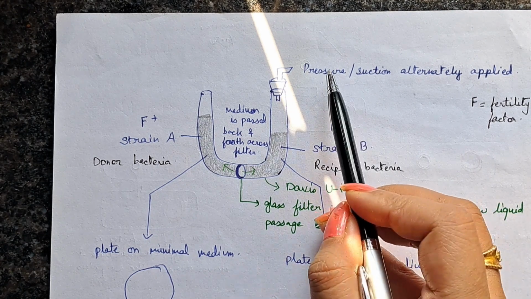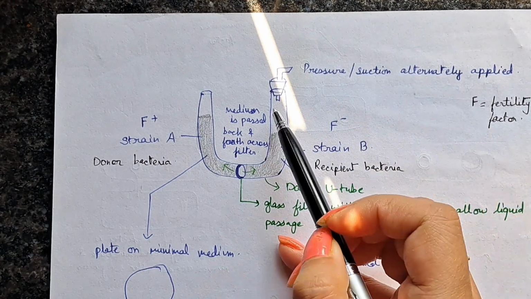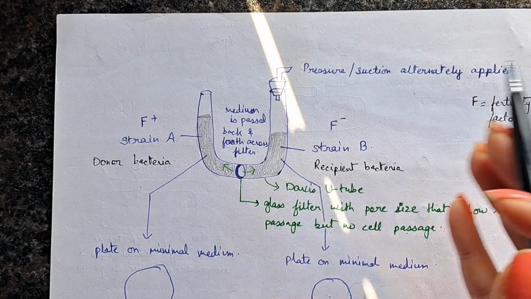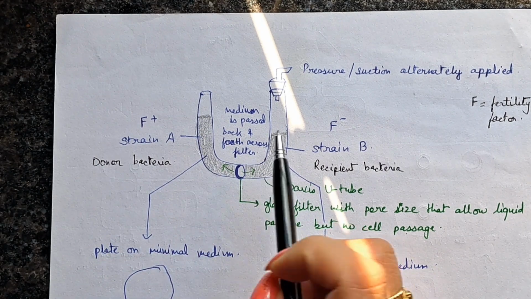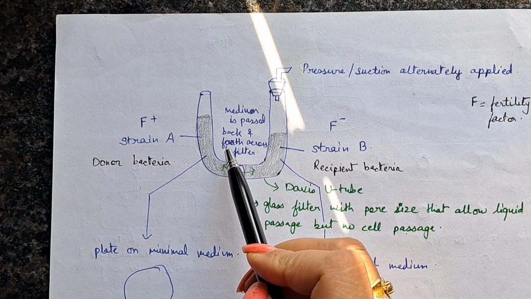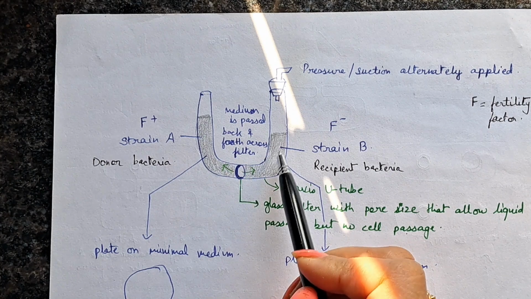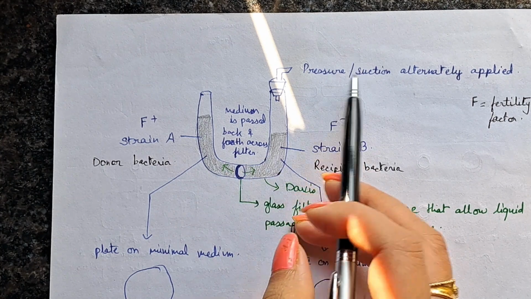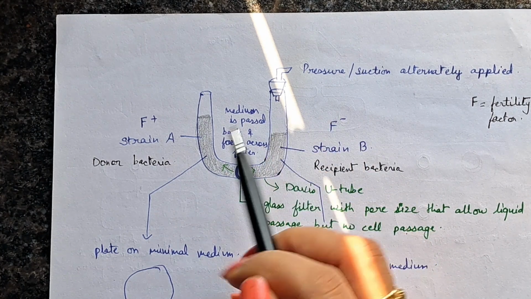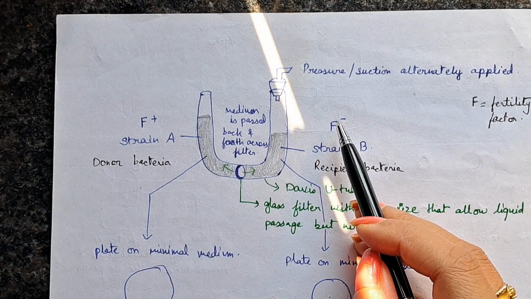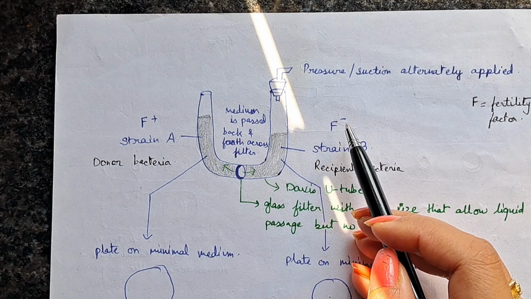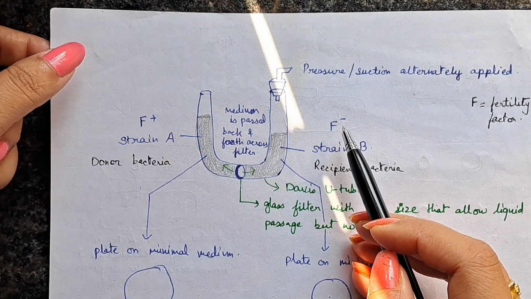Okay, so what we are doing, we are applying pressure or suction alternately so that the liquid can pass through, going from one side to the other, so there is a flow. So the medium is passed back and forth across the filter, depending upon the pressure and the suction applied out here. Here we have put the donor, and this is the recipient, because it's F minus, obviously it's the recipient, and it can take up the F plasmid.